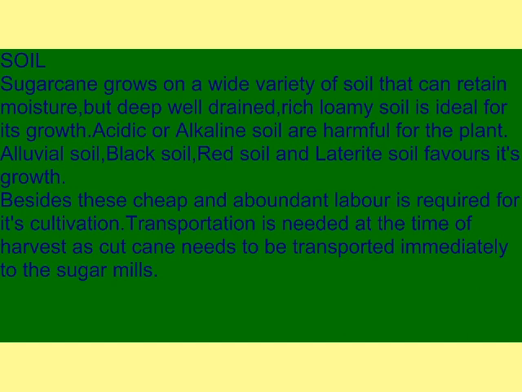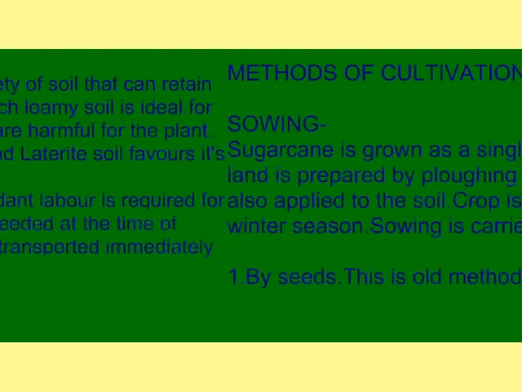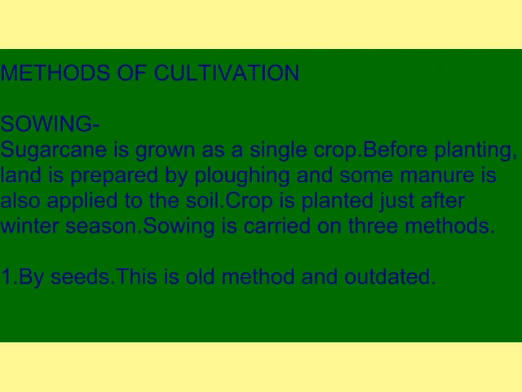Now let's see the methods of sowing. Sugarcane is grown as a single crop. Before planting, land is prepared by plowing and some manure is also applied to the crop. Crop is planted just after winter season, and sowing is carried on three methods. That means we can basically cultivate this crop or plant in three ways.